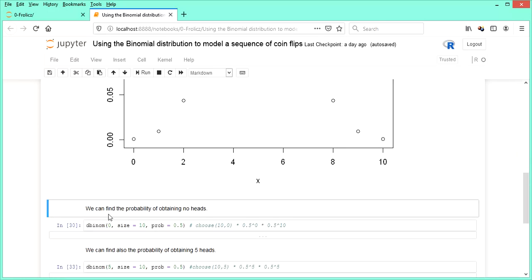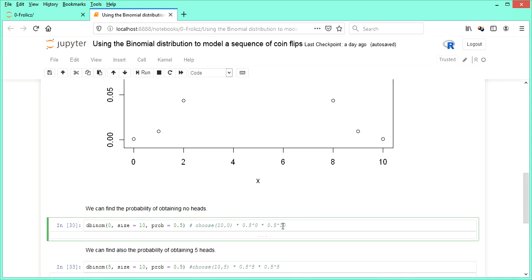So for example, we want to find the probability of obtaining no heads. So that means that we pass 0 to dbinom, again with 10 as our parameter and probability 0.5. By the way, if you know the probability mass function for the binomial distribution, this is equal to 10 choose 0 times 0.5 to the 0, because that's the number of heads, times 0.5 to the 10, which is the number of tails, because the probability of getting tails is 0.5.